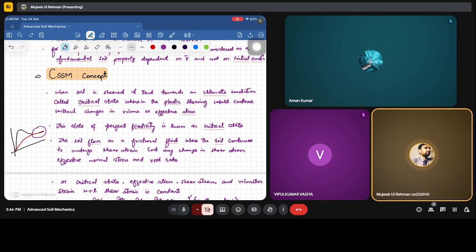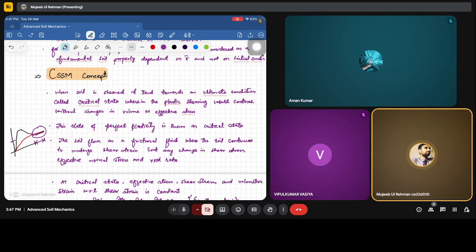There is an increase in the plastic shearing, which would continue without change in volume or effective stress. You can see that at constant stress, the shear strain keeps getting accommodated in the sample. So this is indicative of the critical state. The soil has reached the critical state. Now, this state of perfect plasticity is known as the critical state. It means that we can't hope that the soil will come back to the initial state if we do a reloading in this portion.